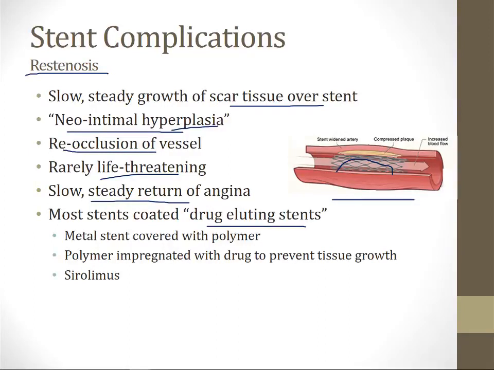These are called drug-eluting stents. So the metal is covered with a polymer, and the polymer is impregnated with a drug that slowly elutes into the vessel over time to prevent tissue growth. The drugs that are used for this are usually chemotherapy agents. Sirolimus is a classic one, although there are others, and the idea here is to have the slow elution of this medication to block the growth of fibrous tissue.